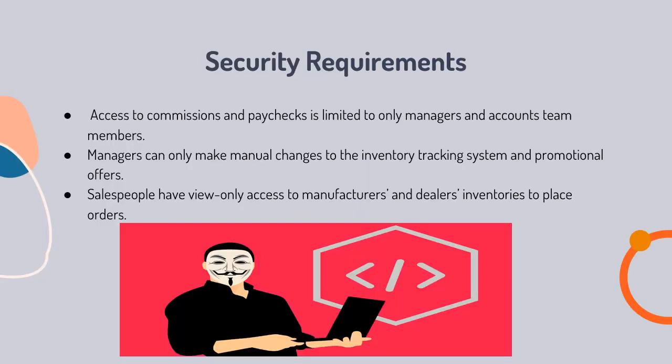Our security requirements are focused on maintaining an organized hierarchy when it comes to information access. For example, access to commissions and paychecks is limited to managers and accounts team members. Managers can only make manual changes to inventory tracking systems and promotional offers. Lastly, salespeople have view-only access to manufacturers' and dealers' inventories to place orders.